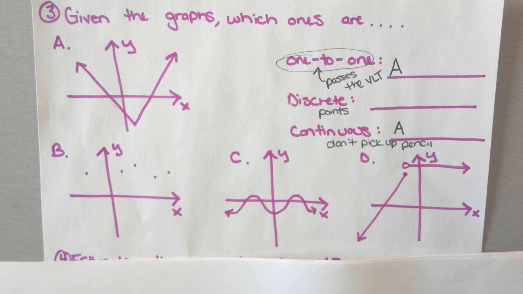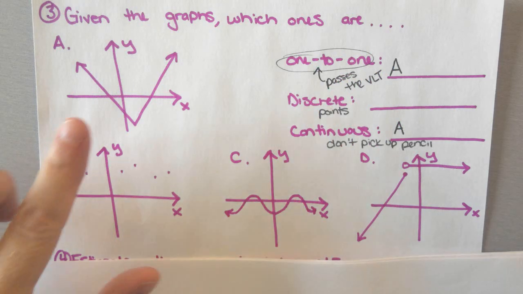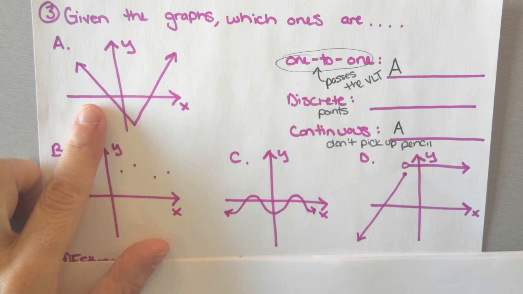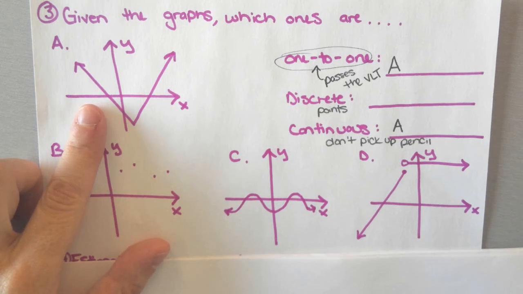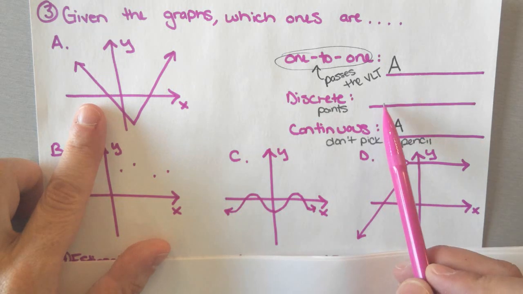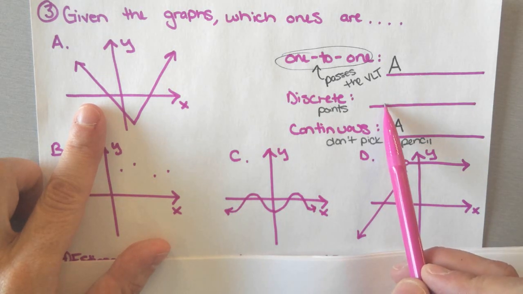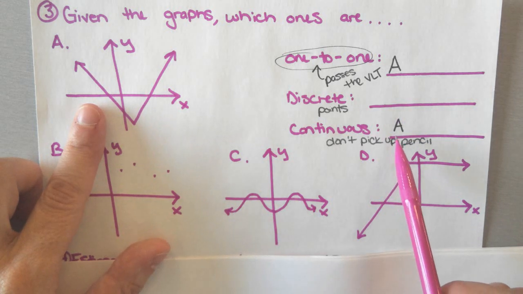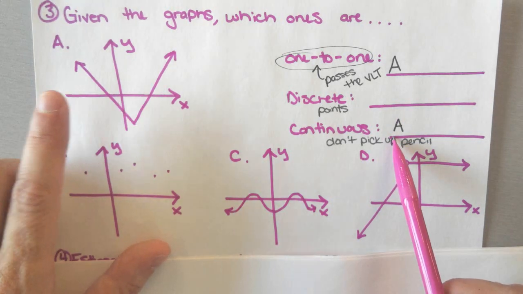All right, so we're categorizing things. We went through graph A already, and we're thinking about each one independently. We thought, is it one-to-one? The answer was yes, because it passed the vertical line test. Is it discrete? No, because it's not just a bunch of points. Is it continuous? Yes, because I could draw it in one swoop.